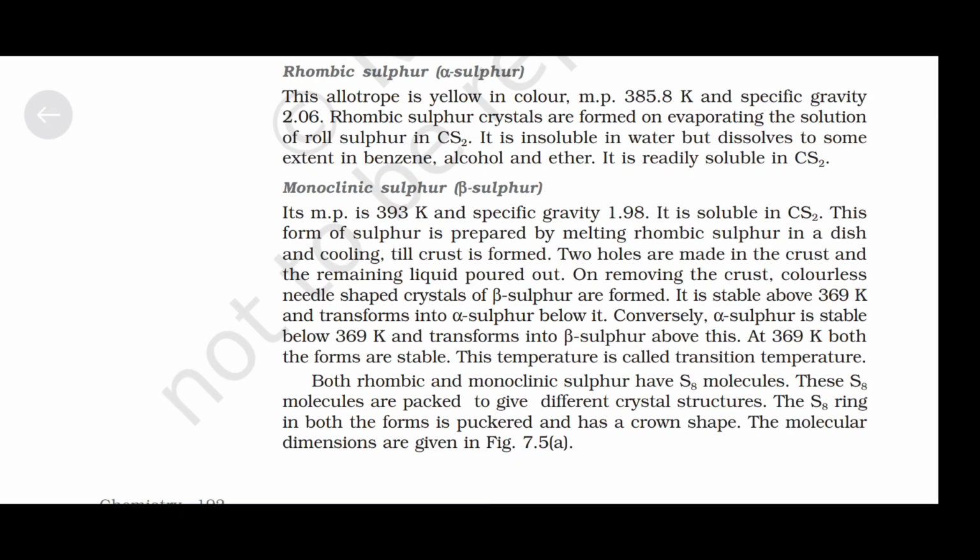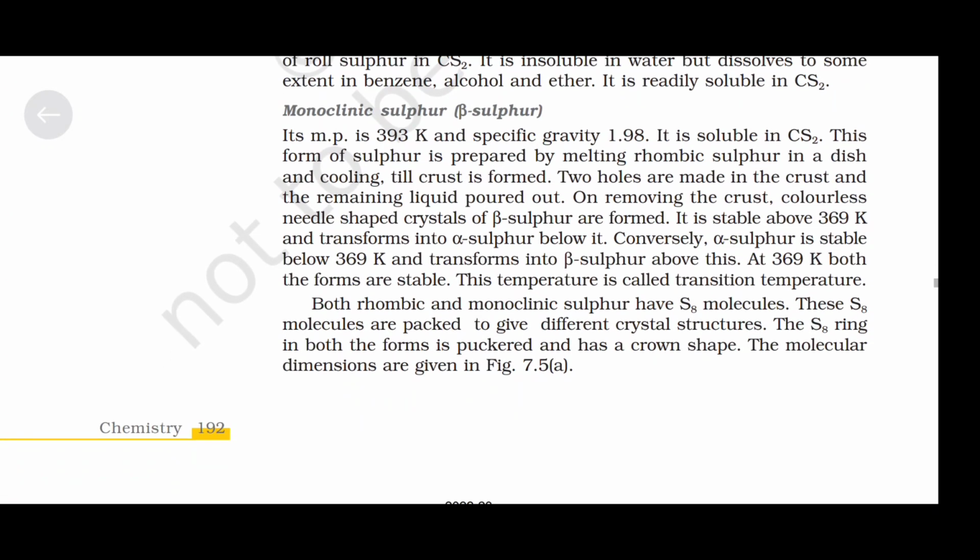It is stable above 369 Kelvin and transforms into alpha sulfur below it. Conversely, alpha sulfur is stable below 369 Kelvin and transforms into beta sulfur above this. At 369 Kelvin, both the forms are stable. This temperature is called transition temperature.